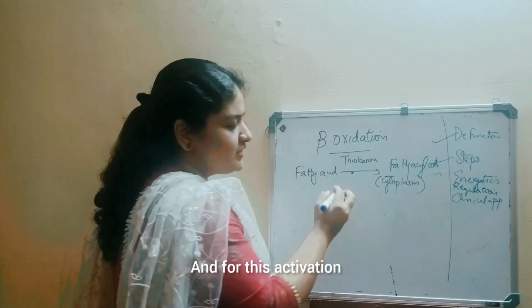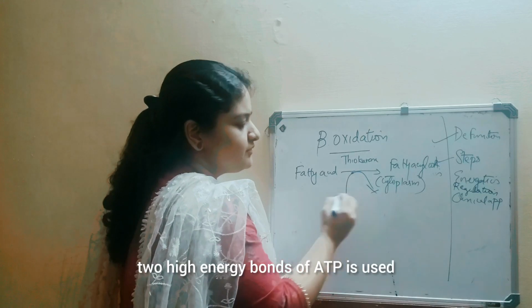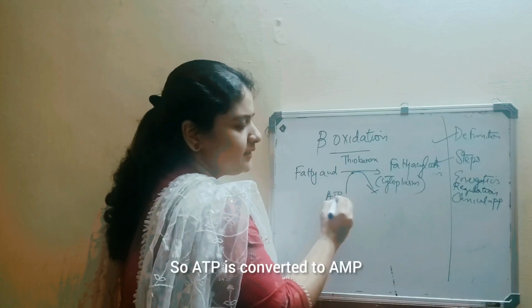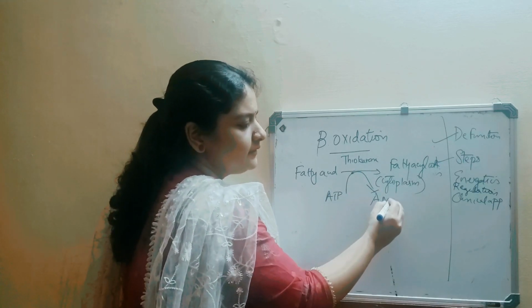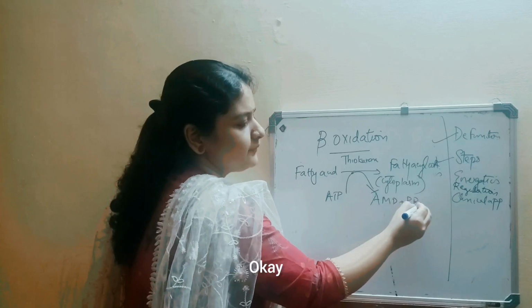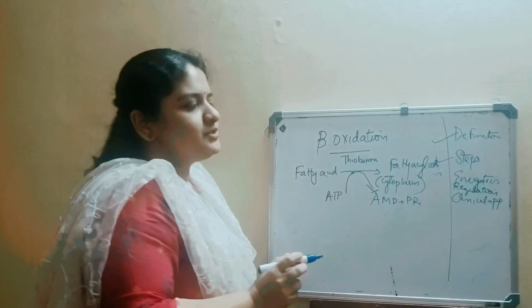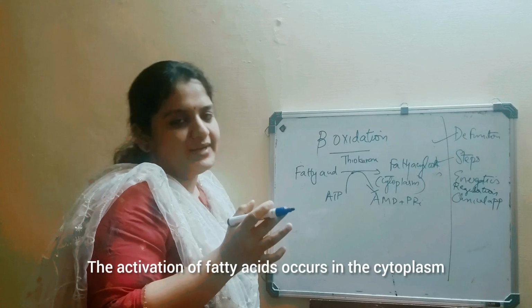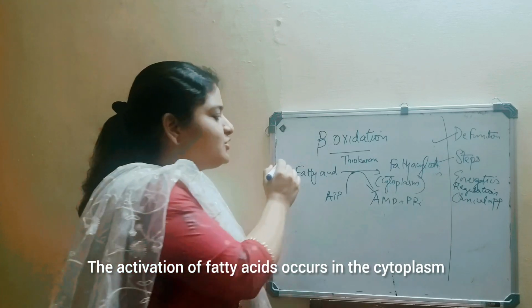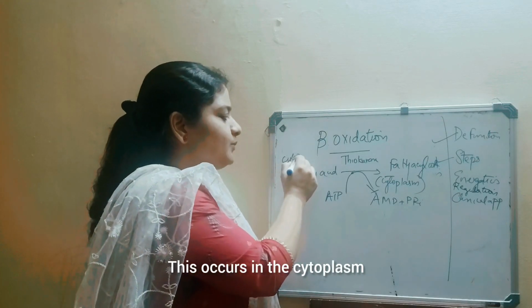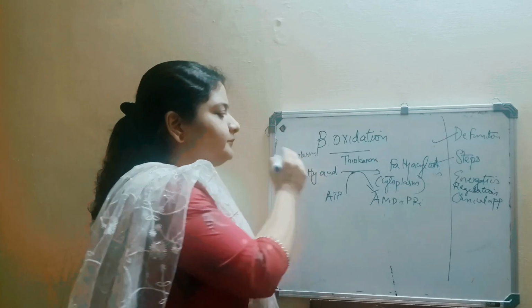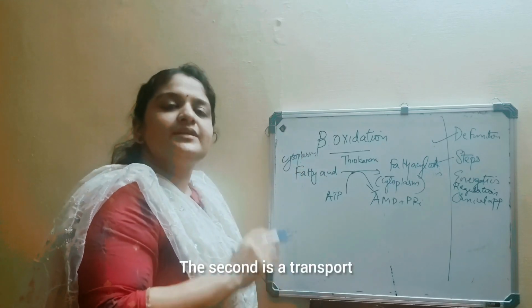And for this activation, 2 high energy bonds of ATP are used. So ATP is converted to AMP and phosphate. Okay, so that is the first step. The activation of fatty acids occurs in the cytoplasm. The second is the transport.